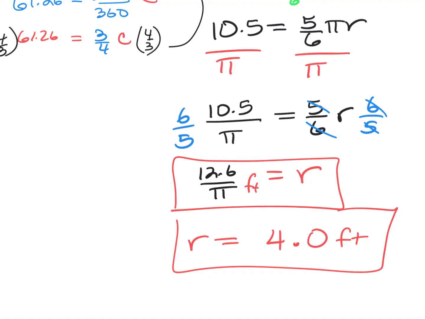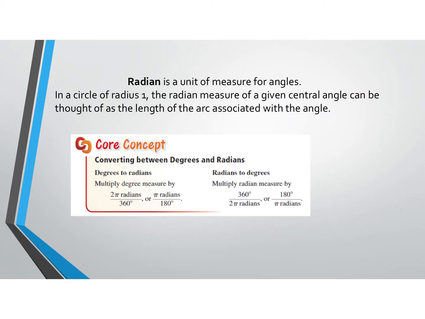So on the next slide, they're giving us the definition of a radian. And a radian is a unit of measure for angles. What you've been used to seeing is degrees when you measure an angle. Now we're going to learn that an angle can also be measured with radians. And in a circle with a radius of 1, the radian measure of the given central angle can be thought of as the length of the arc associated with the angle.